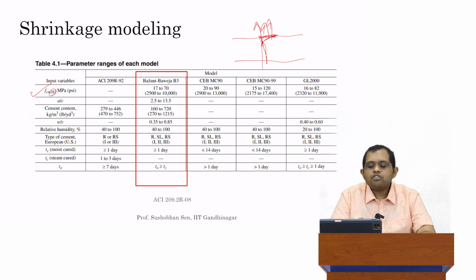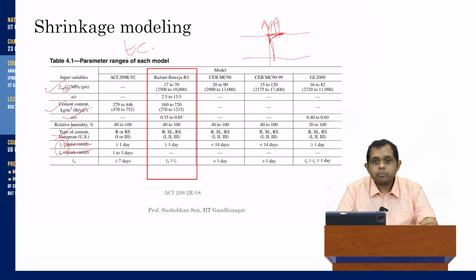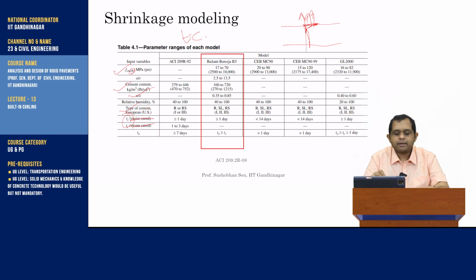So depending on the general range of the compressive strength, depending on, for example, the cement content, the W/C ratio, depending on the type of cement which is used, depending on the curing time, TC, so TC stands for curing time, depending on the curing time and the mechanism of curing. So whether you're moist cured, which is you're curing by putting moisture, or whether you're steam cured, that curing is done through putting the concrete in steam. This is not done for pavement applications, but depending on the different type of curing mechanism and amount of curing, different models are applicable for different ranges.